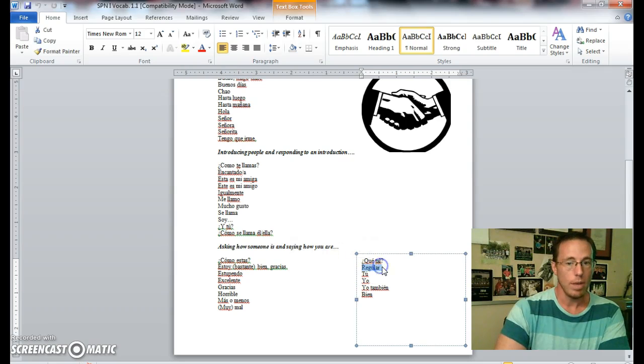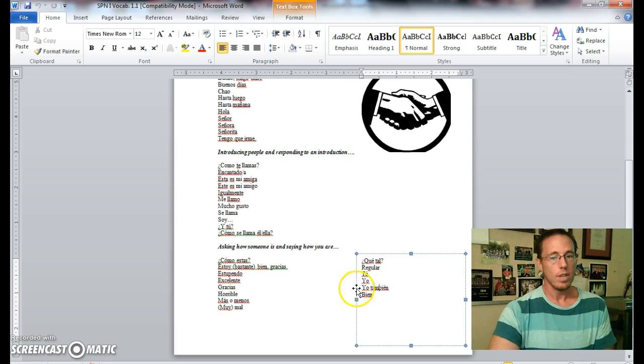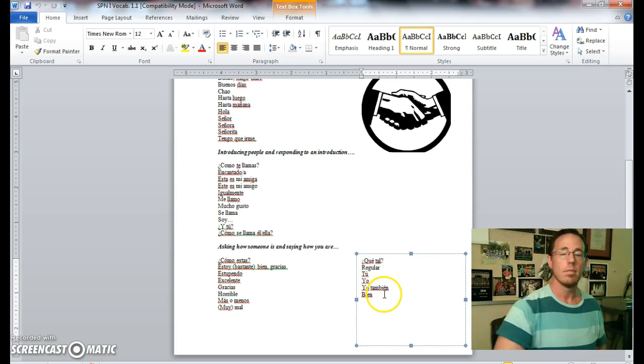Regular looks like the word regular, and that's what it means. It's another way of saying okay. Tú is you. Yo is I. Yo también. The general translation is me too. The literal translation would be I also, but yo también generally means me too.